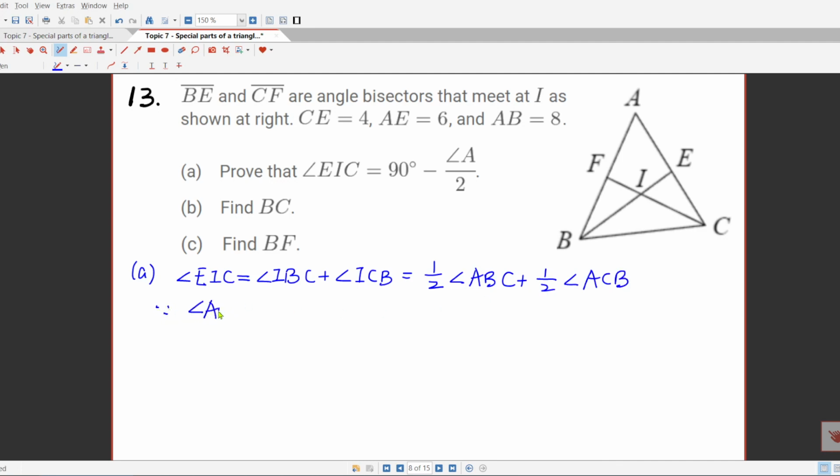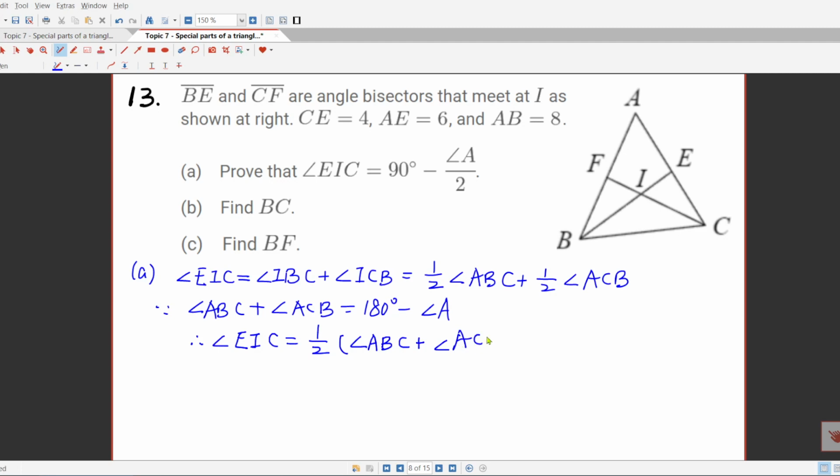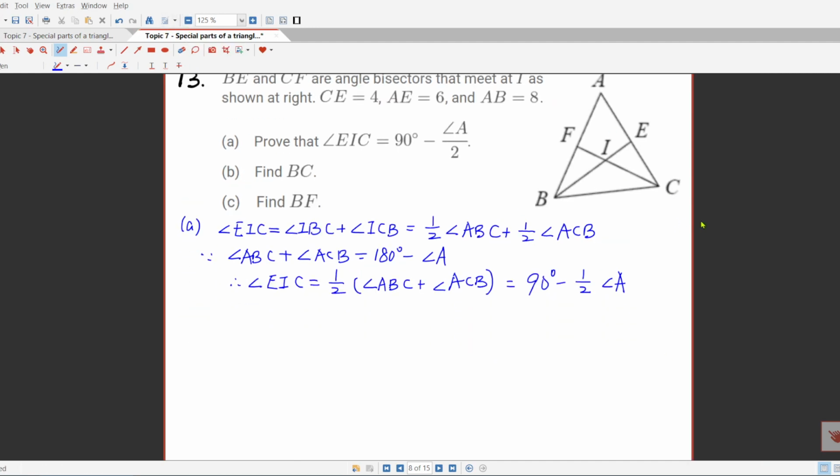And since angle ABC plus angle ACB equals 180 degrees minus angle A, we have angle EIC equals 1/2 of angle ABC plus angle ACB, right? And this gives us 90 degrees minus 1/2 of angle A. This proves the first statement.